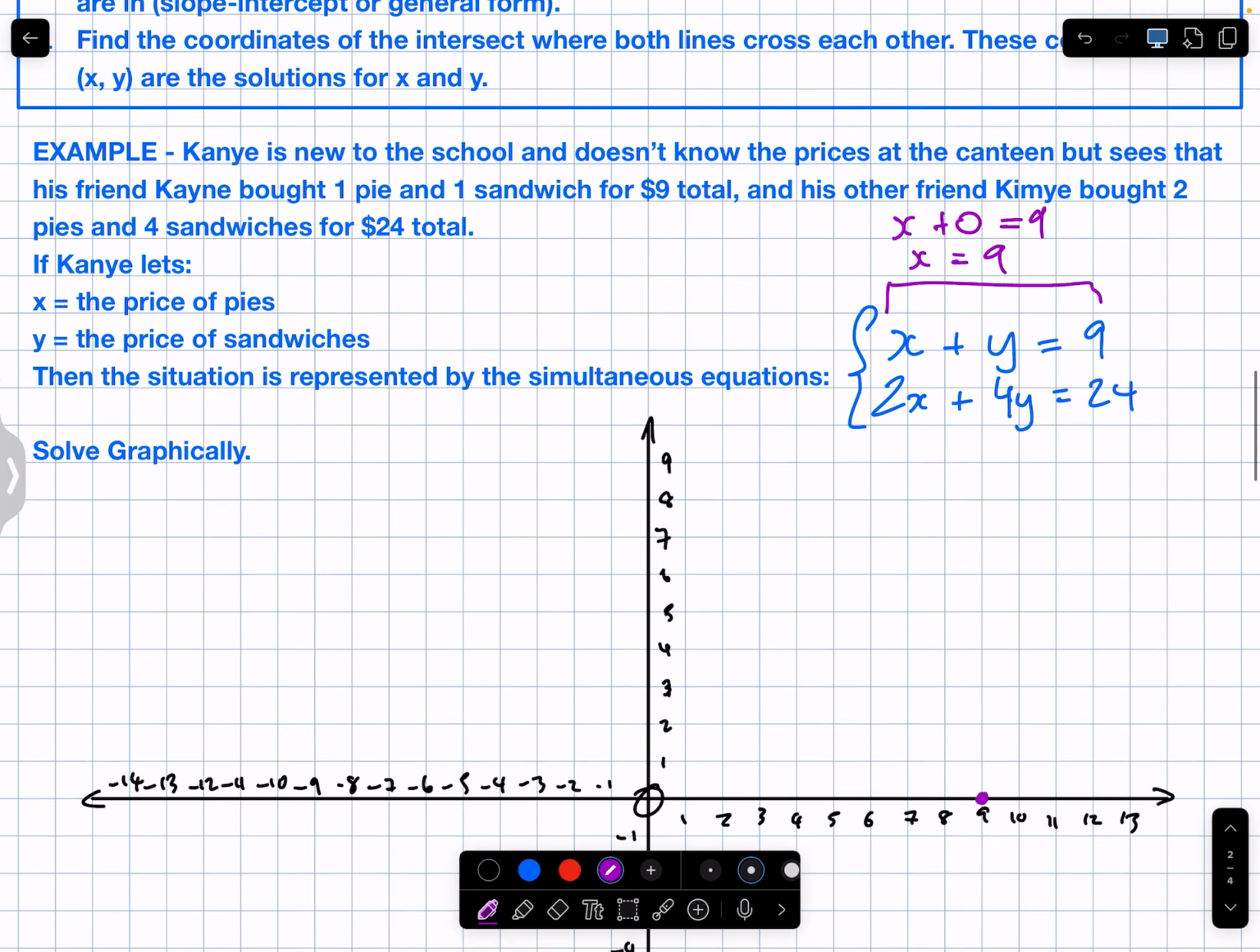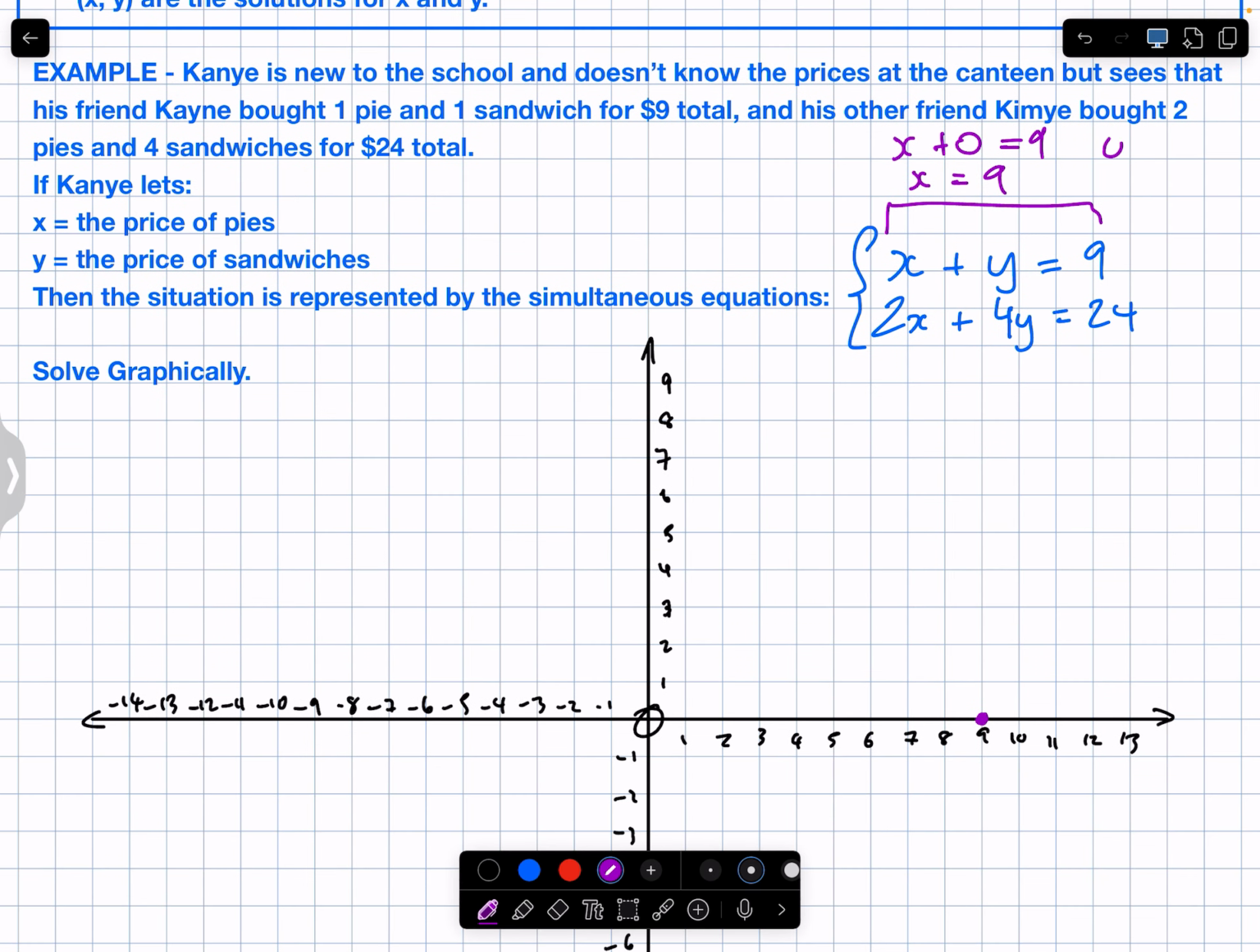How do I find the y-intercept? I make x equals 0. 0 plus y equals 9. So what's y going to be? Also 9. So I have a dot up here. Could I draw a line between those two dots? I've only drawn one of the lines right now.